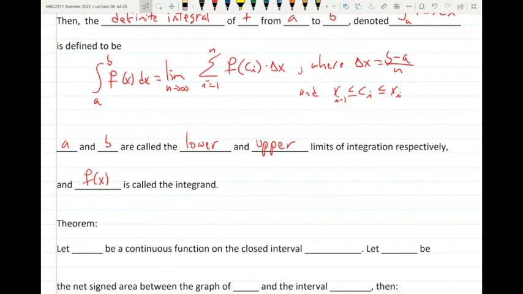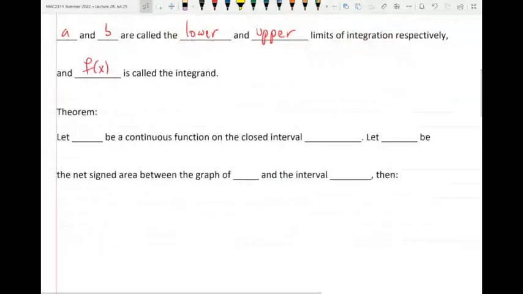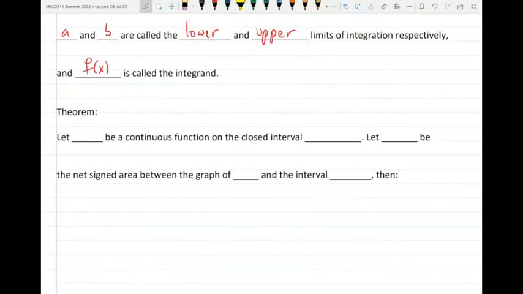What you obtain when you do this process is what we call the signed or net area on the graph. Understand that it could be positive or negative. If it's negative, it means the function was under the x-axis. If it's positive, it's because it was above the x-axis. So that's a theorem that you can use this to compute area, but understand that it could come up positive or negative depending on the position of the function. If you have a continuous function on the closed interval a, b, and let A be the net signed area between the graph of f and the interval a, b, then this net signed area can be computed by calculating this definite integral.